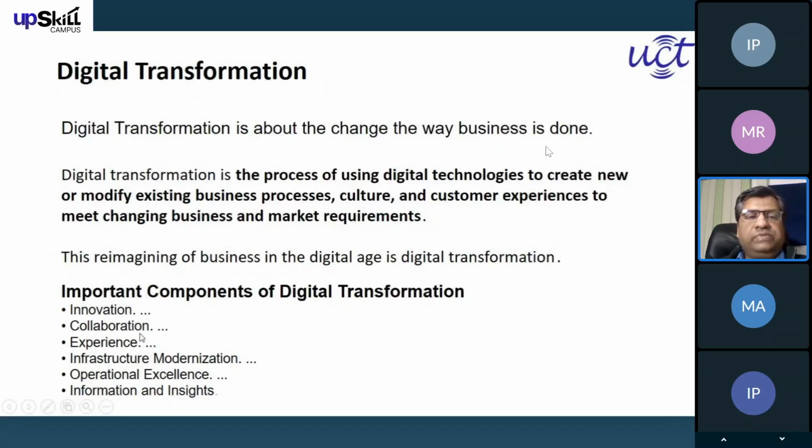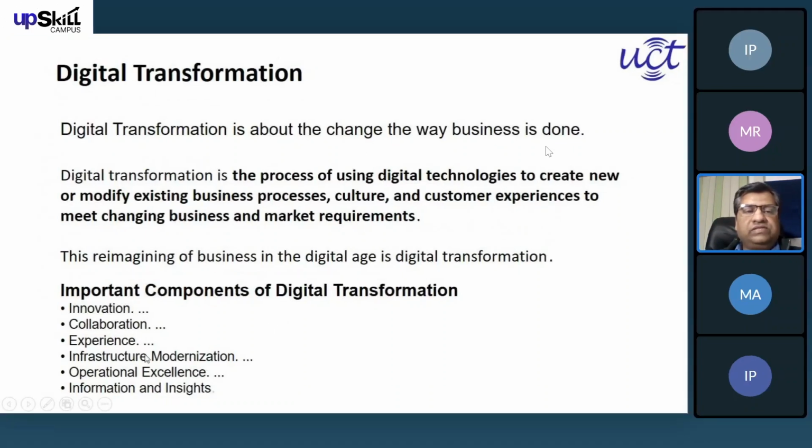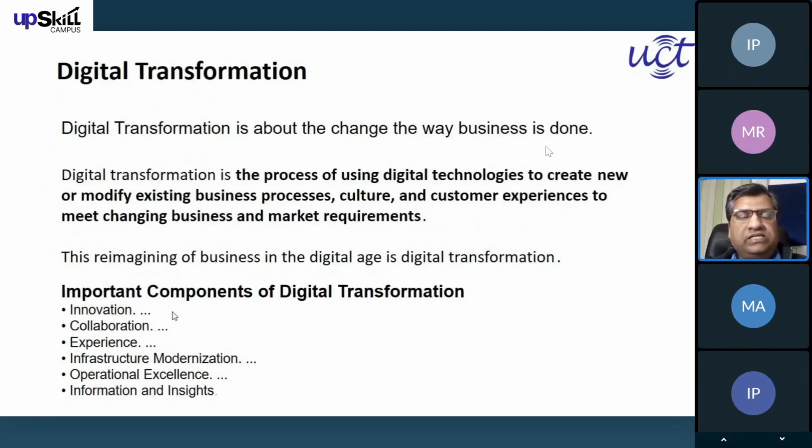Innovation, collaboration, experience, infrastructure modernization, operation excellence, information and insights. So these are the factors, and each of these factors or components comprises different kinds of technologies. So these components would be fulfilled by either IoT, machine learning, cloud computing, big data, smart manufacturing. So there are different kinds of terms or technologies that we are using to achieve digital transformation.